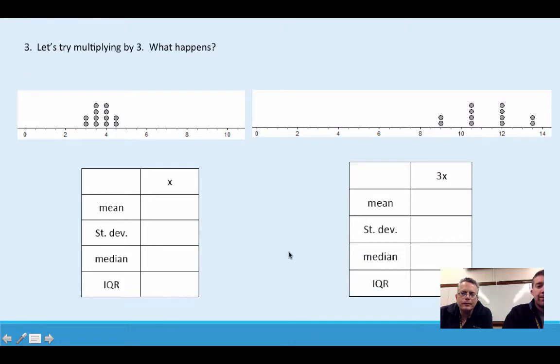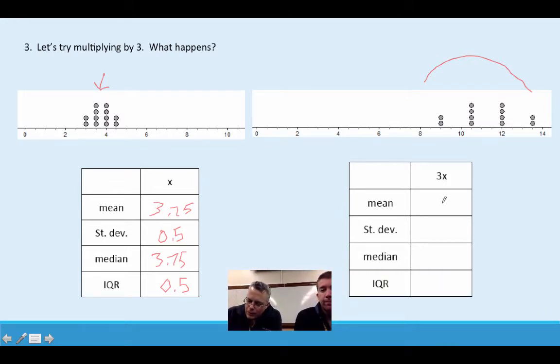Time for something else. We're multiplying. Multiplication affects everything. We see not only did the values move to the right, they also got more spread out. So when you multiply by 3, everything gets multiplied by 3. The old mean was 3.75, and the standard deviation was 0.5. Everything gets affected by multiplication. So the new mean would be 3.75 times 3, which is 11.25.